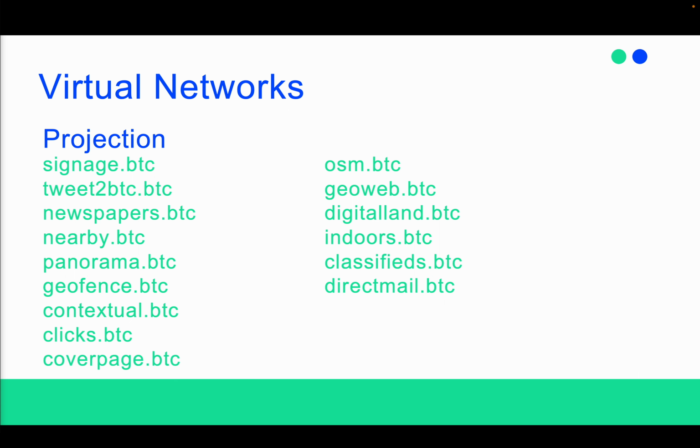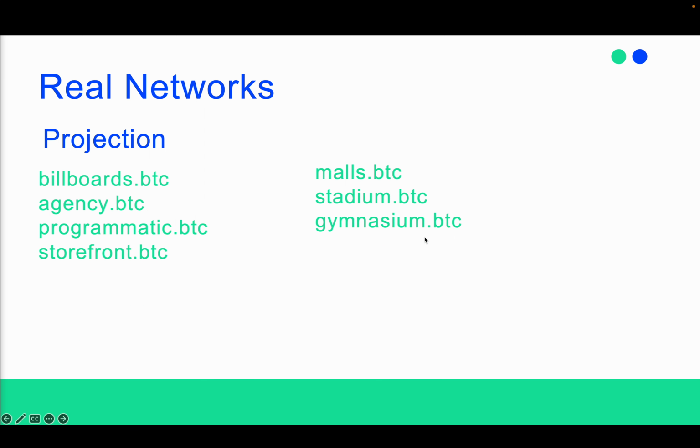We have a lot of networks. These are some virtual networks. Tweet2BTC in particular is one network that sends ads as tweets to Twitter. Geofence is for ads that you see as notifications on your phone. This one works with the Bitfari wallet. Clicks is for websites. It pays you when you click on an ad. Cover page is an ad that gets displayed on the first page of Bitfari, and so on, right?